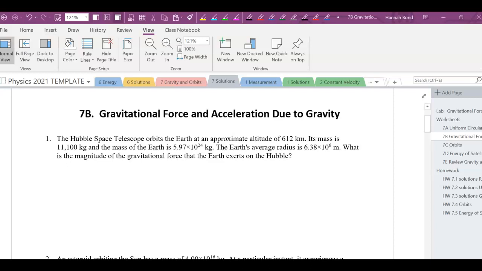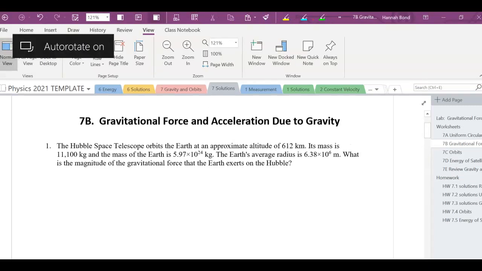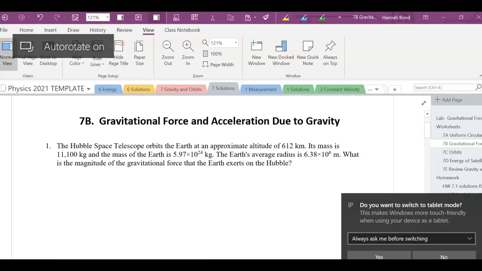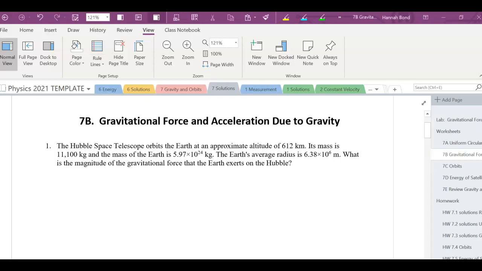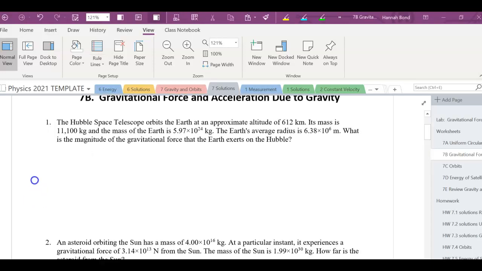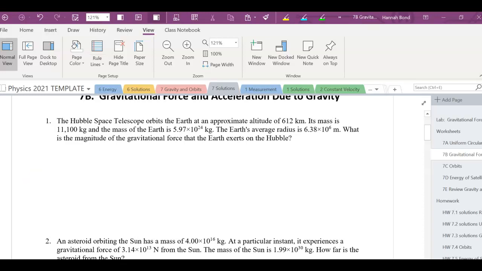This webcast works some problems related to the universal law of gravitation, and so we'll calculate gravitational force and acceleration due to gravity. I'm in worksheet 7b. The first example involves the Hubble Space Telescope. It orbits the Earth at an altitude of 612 kilometers.